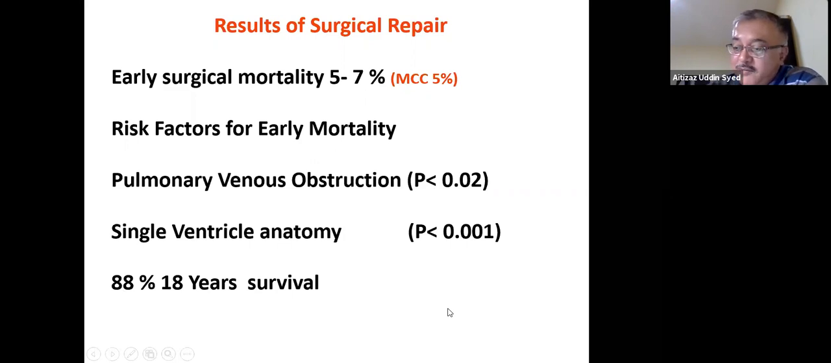Now, TAPVC, like most congenital cardiac lesions, can be associated with lots of other things. If there's a single ventricle anatomy associated with it, then the outcome is poor, early as well as late. But overall, in the long term, one paper says 88% survived up to 18 years, which is not bad considering everything.